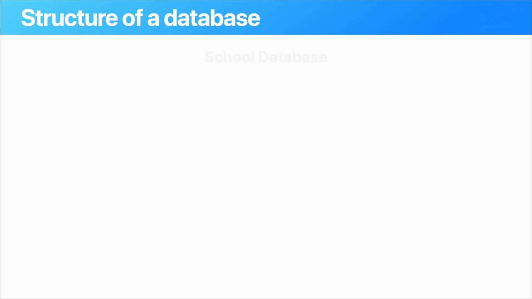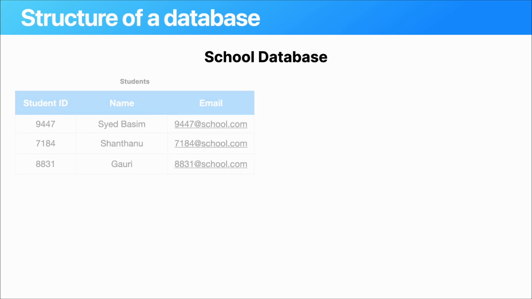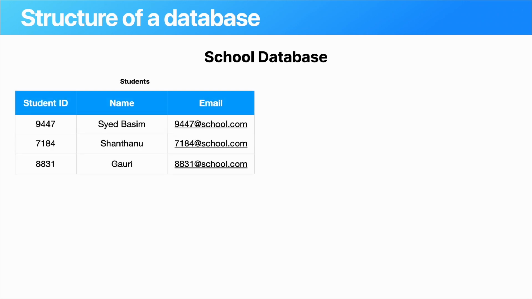Now let's take an example of a school database. Each database contains multiple tables. So for a school database, we can create a table for students. Everything in the students table should contain only student information like student ID, name, email, age, parent's name, and all that stuff.